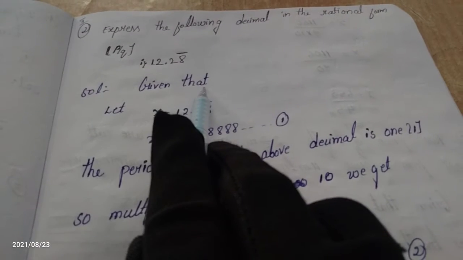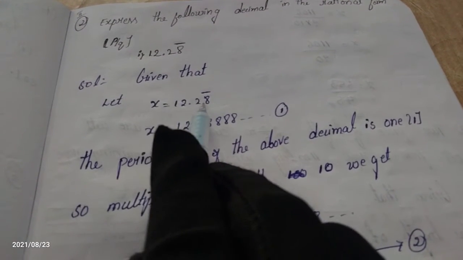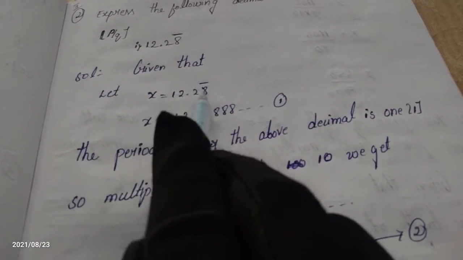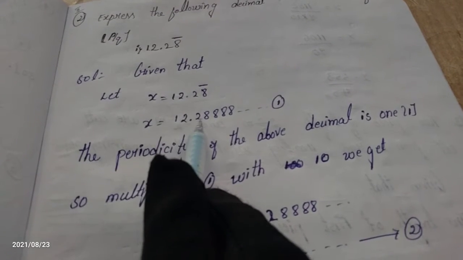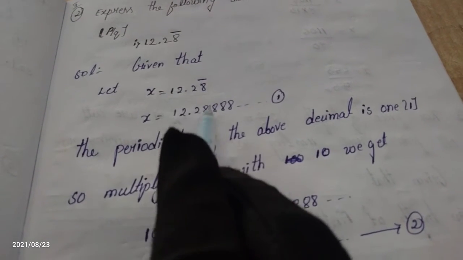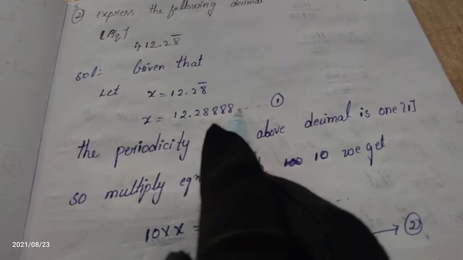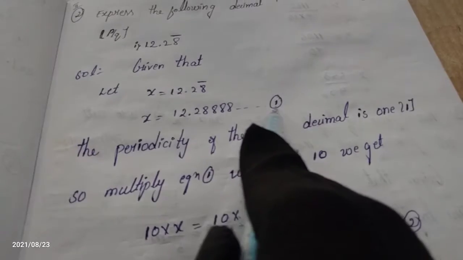Given that, we need to convert this to p by q form now. First step: let x is equal to 12.28 bar, which is 12.2888 and so on. Here x is equal to 12.28 bar. What is bar? Bar means repeated. We just have to repeat it and write so on. Take it as equation 1.